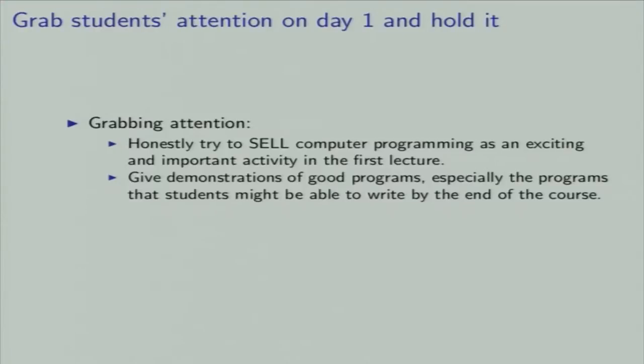One way of doing that, and I think a very compelling way, is to give them a demonstration of good programs. Programs which they might themselves be able to write at the end of the course. Or you can tell them that, look, maybe it is not possible that you will write this program at the end of this course, but if you study this subject for two additional courses, then this is a program that you will be able to write. So that way, they can see for themselves where they can rise if they work hard, if they take your course.